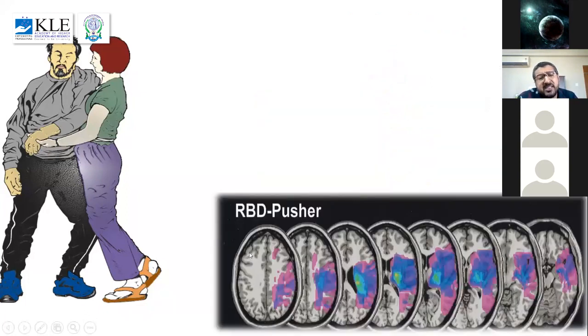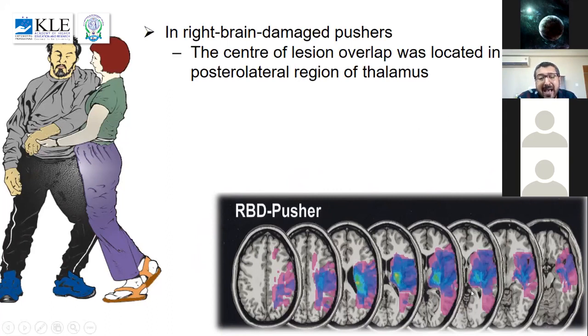Now, when it comes to right brain disorder patients, Karnath, in the late 1990s up to the early 2000s, had done a lot of work on the radio imaging component. He sequentially studied many of the patients who had pusher syndrome with right brain injury. He found a common area of involvement: when these mappings are superimposed one upon the other, the central lesion overlap is located in the posterior lateral region of the thalamus.